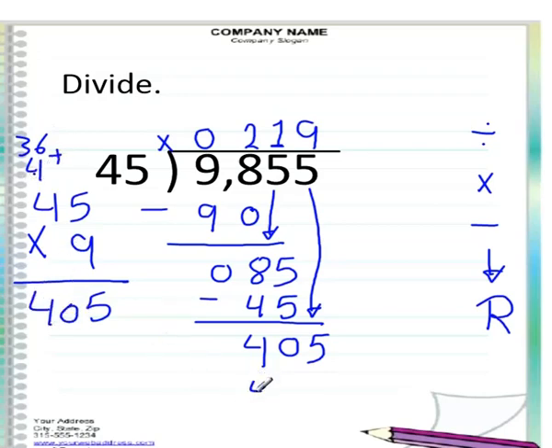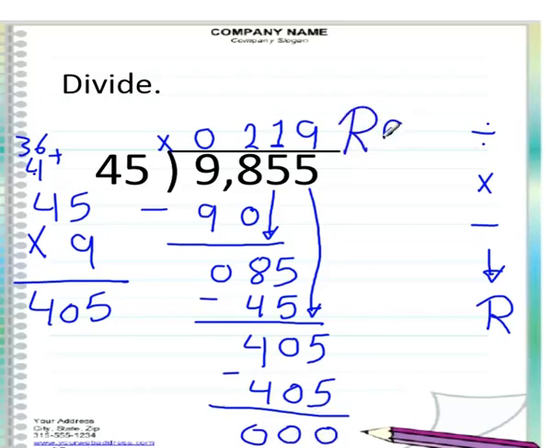Wow, we got the same number. If we got the same number or less, yes, it's okay. But if it is greater, no, we have to change this number. So 9 times 45 equals 405. So 5 minus 5 equals 0, 0, 0, no remainder. The remainder is 0. So this is the quotient, the answer of the division statement, and the remainder is 0.